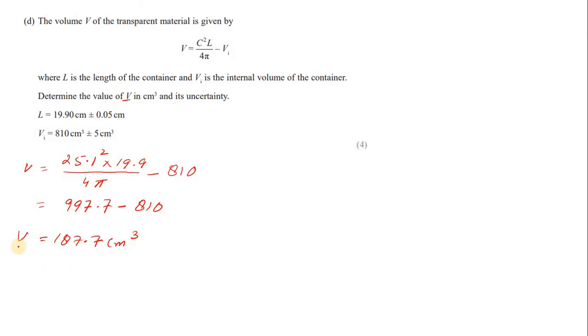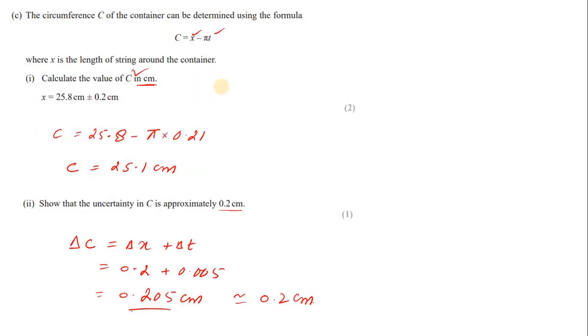So this is the volume V. Now let's talk about the uncertainty. If you see the formula, V is equal to C squared L over 4 pi minus VI, and C has uncertainty. We have calculated, if you recall, C has 25.1 with uncertainty of 0.205.